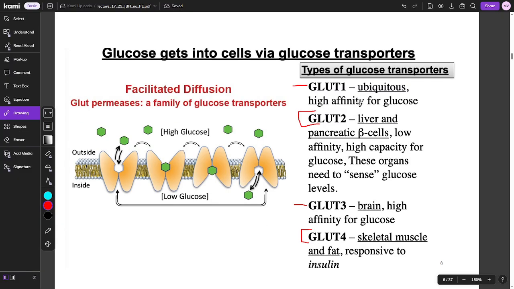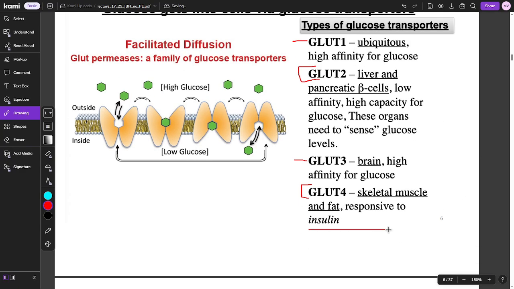You should know that GLUT2 is in liver cells. It's got very low affinity, which makes sense because the liver is a storage system for glucose, so you don't want to store glucose if you don't have a lot of it. Very different from muscle cells. If you have a little bit of glucose, your muscle cells want to use it up, so they have very high affinity for glucose.